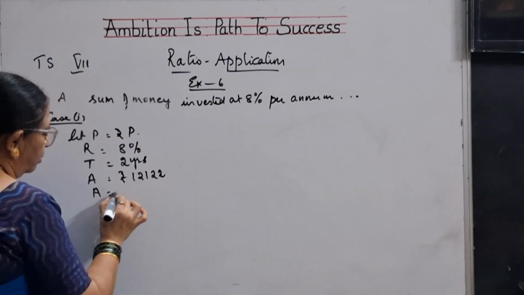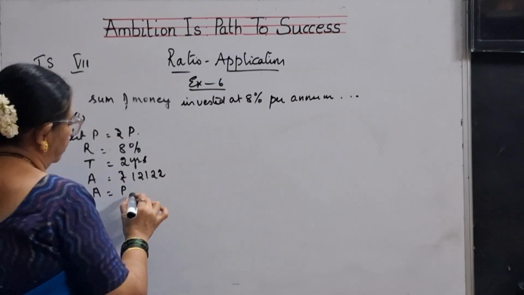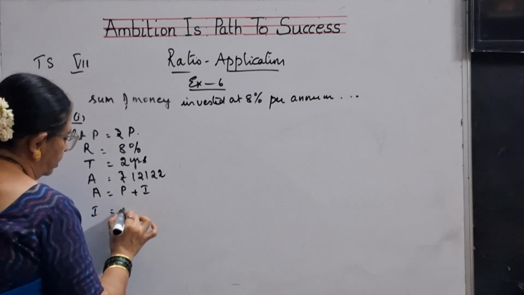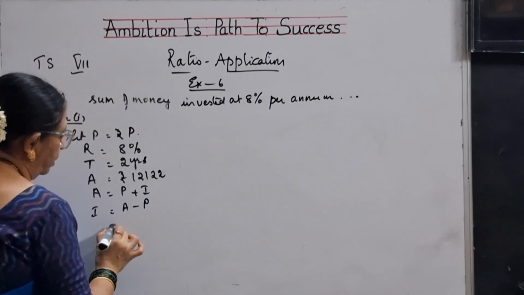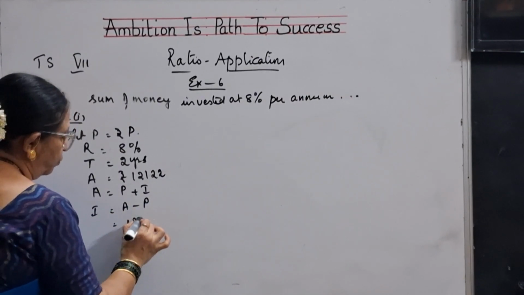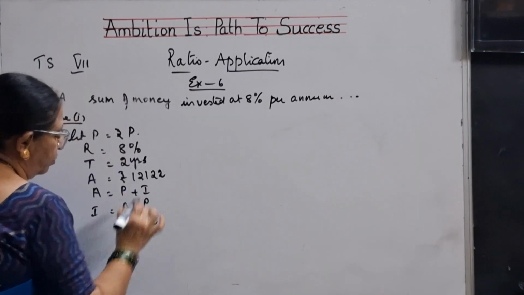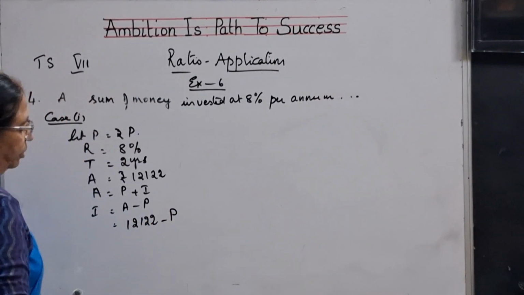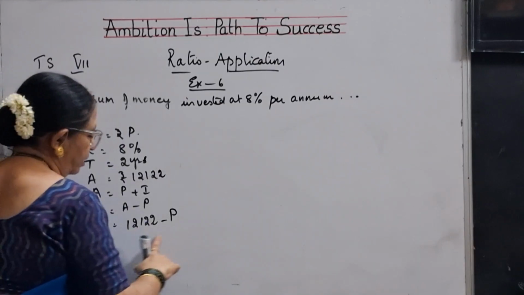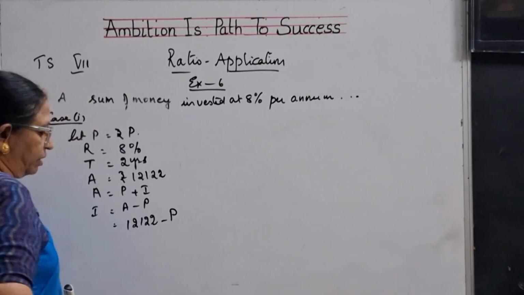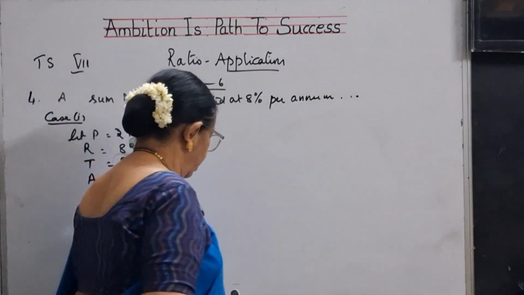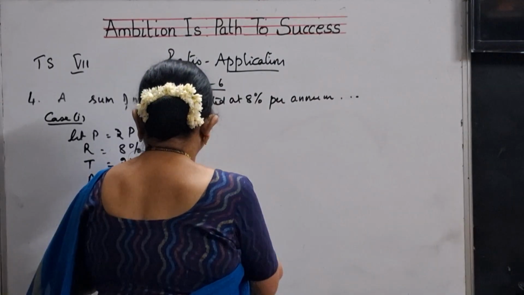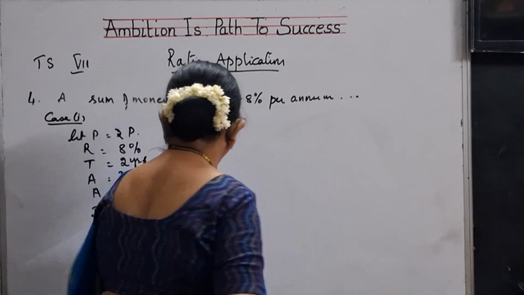We know that amount is equal to principal plus interest. So I is equal to A minus P. The amount is 12,122, so 12,122 minus P, we don't know, it is P only. So I should be taken this much amount as it is. We cannot get any amount till we solve this problem. So let us solve it.